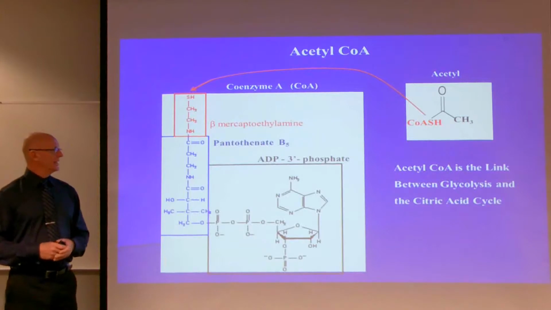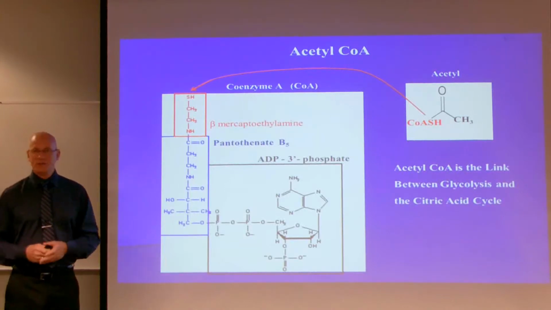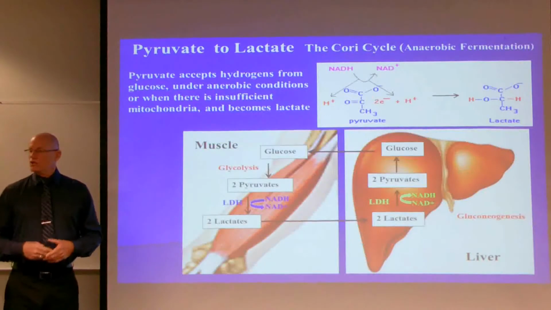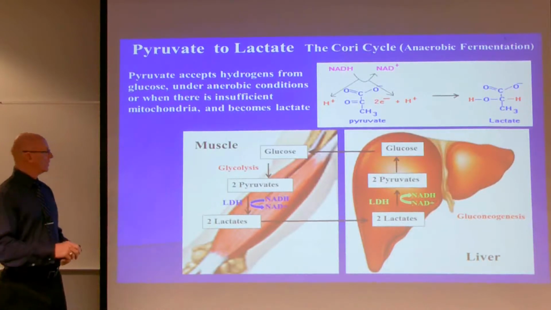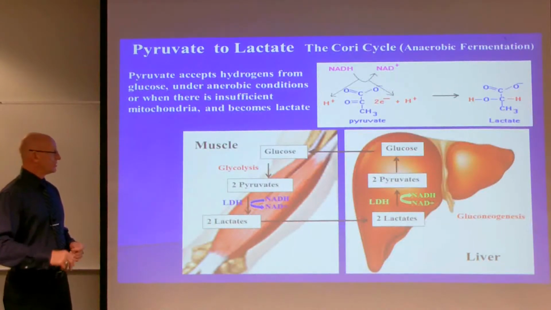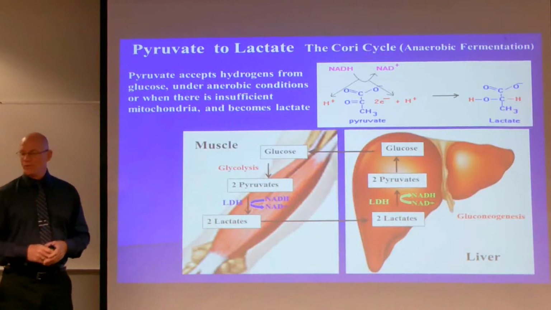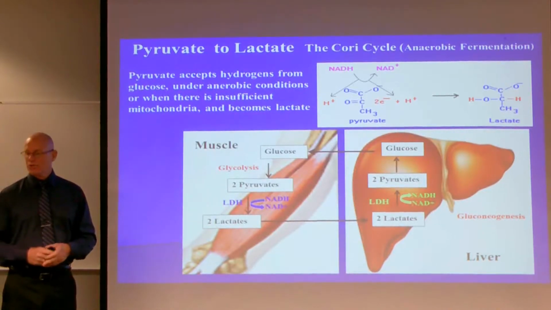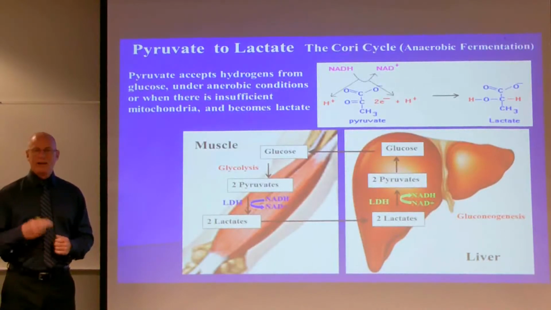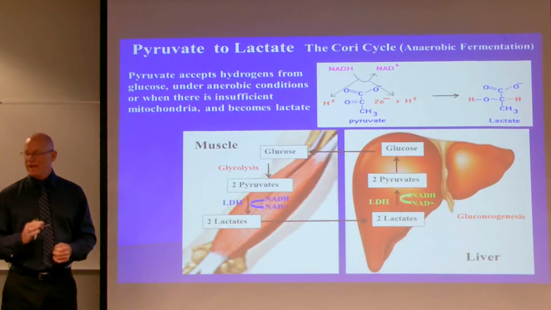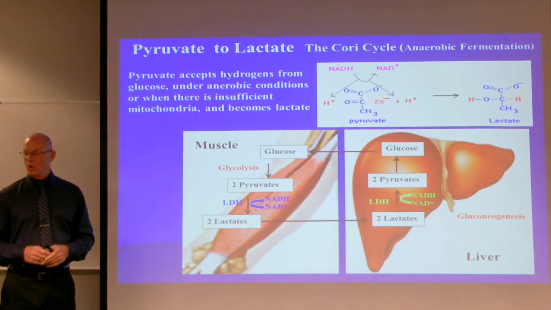So acetyl-CoA, again, is the link between glycolysis and the citric acid cycle. So another way we can make energy, again, pyruvate can go to lactate, and this is called the Cori cycle. Glucose in the muscle will go around lactate to glucose, and this is the Cori cycle. Pyruvate accepts hydrogens from glucose under anaerobic conditions when you don't have oxygen. When you're sprinting for a few minutes and your cells run out of oxygen, then that pyruvate will be fermented to be lactic acid. So under anaerobic conditions, or when there's insufficient mitochondria, that will become lactate.